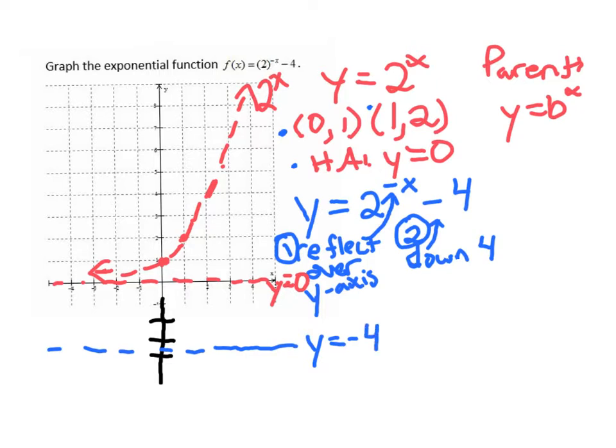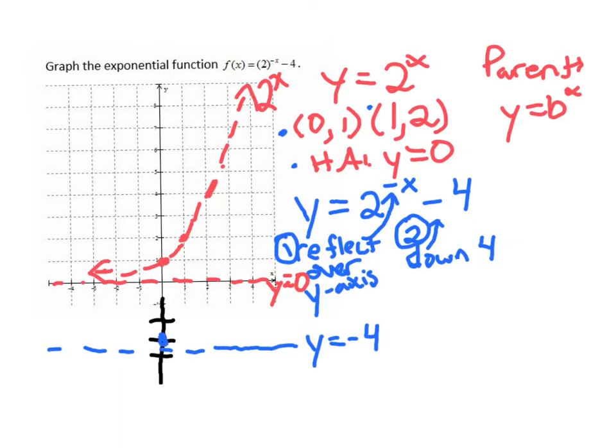Now we'd also move the 2 points. So take that point starting at (0, 1). Reflect it over the y-axis. Well, it's on the y-axis, so that's not going to go anywhere. And then from there, shift down 4 units. 1, 2, 3, 4. We came down 4 units from 1, so it'll land at negative 3. So I'm going to plot a point right here.